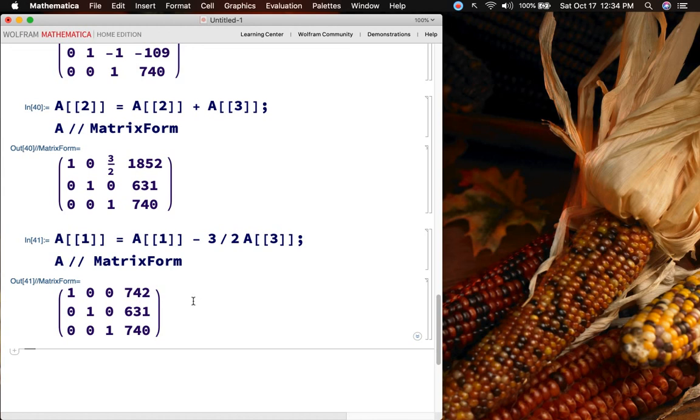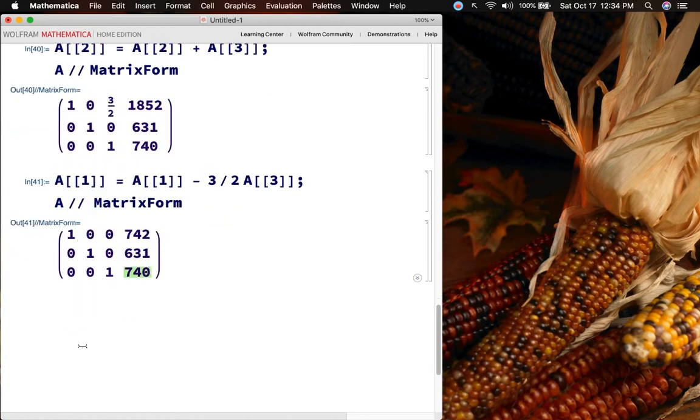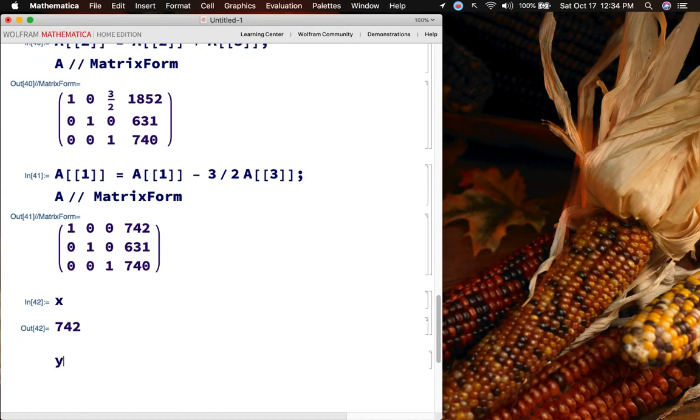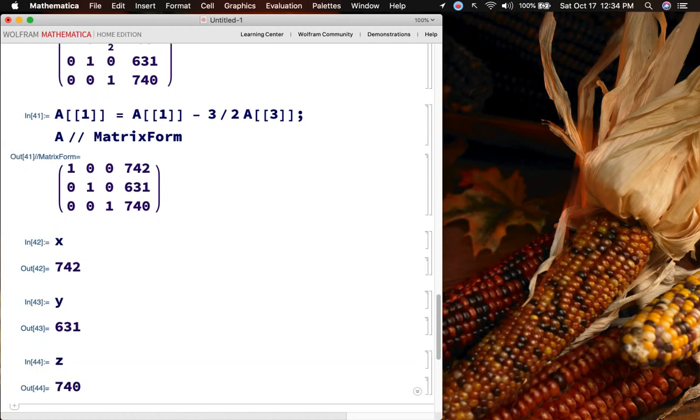So according to my matrix here, x is equal to 742, y is equal to 631, z should be equal to 740. Is that true? What is x? X really is 742. What is y? Y really is 631. What is z? Z really is 740.